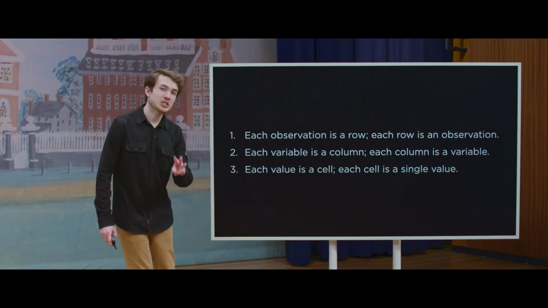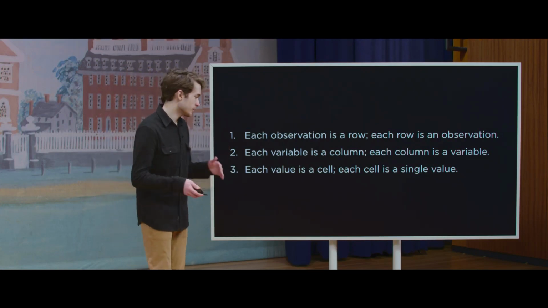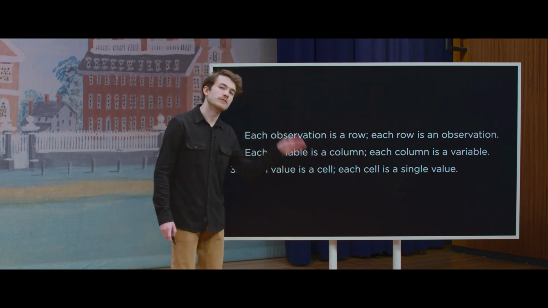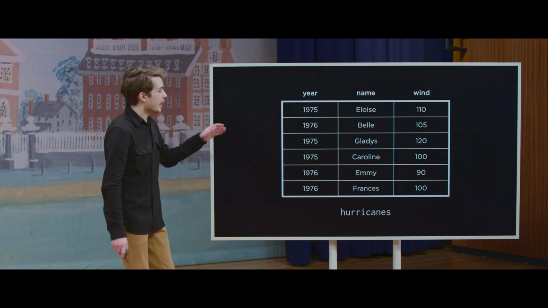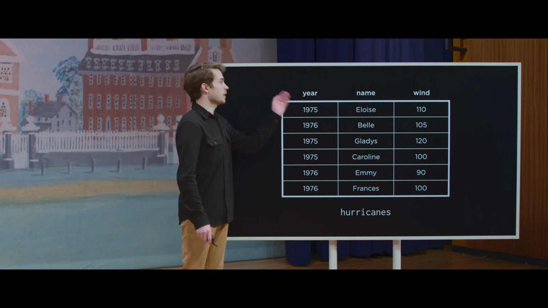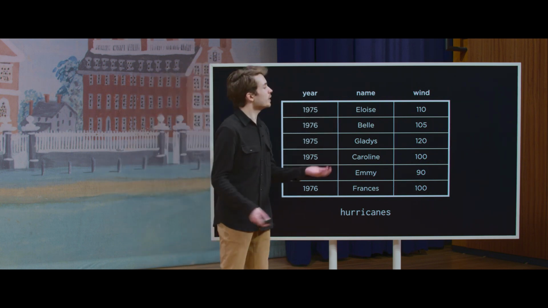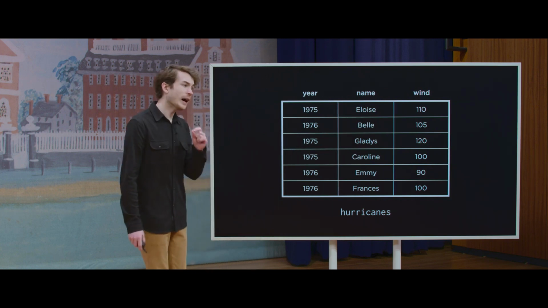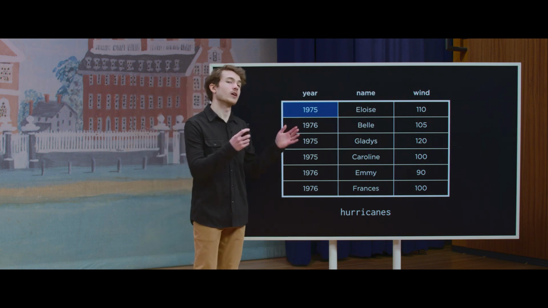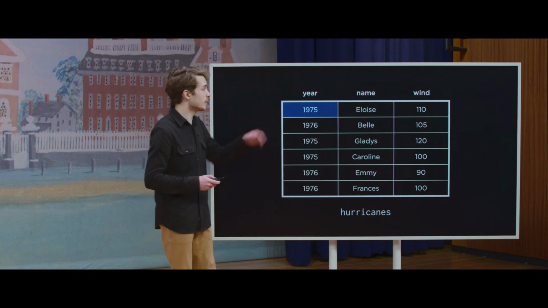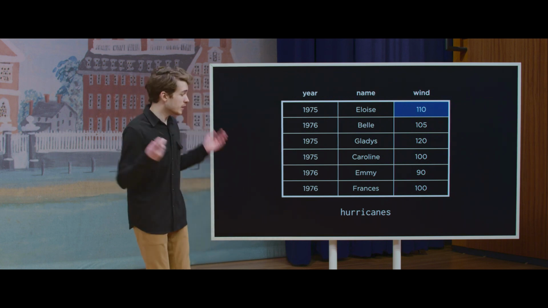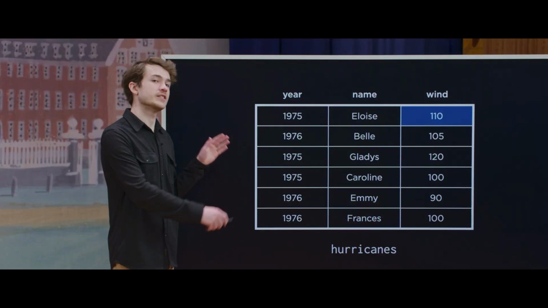Now, our third and final principle of tidy data in the R universe is this, that each value is a cell, and each cell is a single value. Now, let's see an example again. Here I have this same table, and the values now are some things like a year, like 1975, or a name, like Eloise, or a wind speed, like 110 here. And notice how each of these values is in its own cell, and each cell has no more than one value inside of it. So I think that this table here also satisfies that third constraint. So this is, I would argue, an example of tidy data.